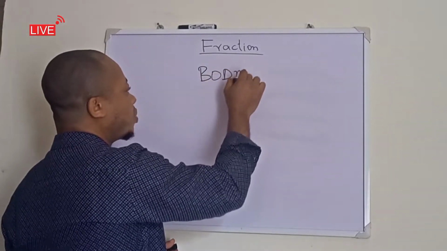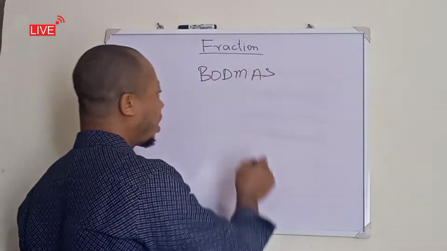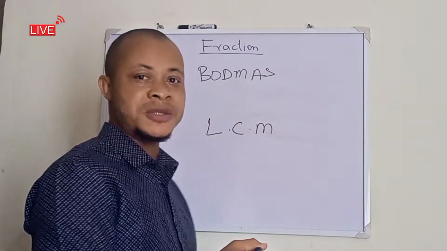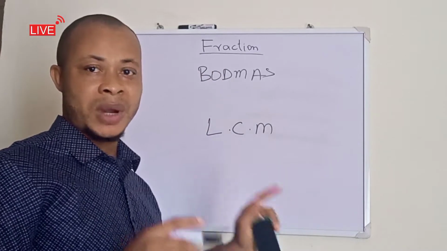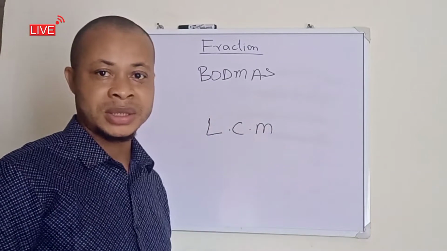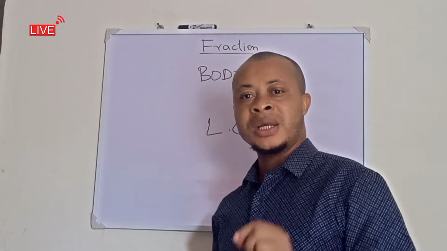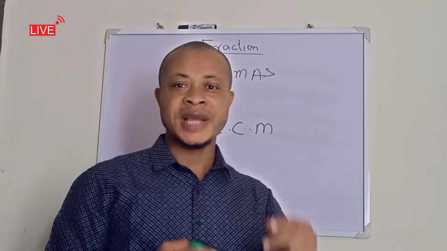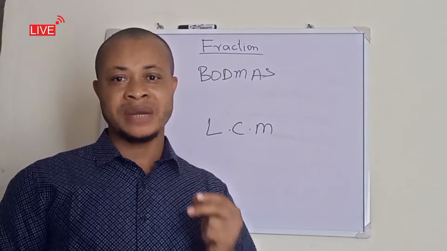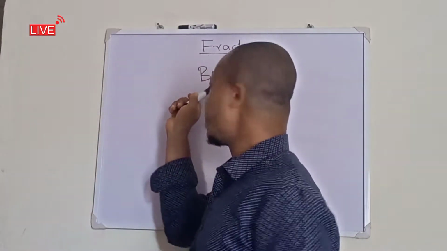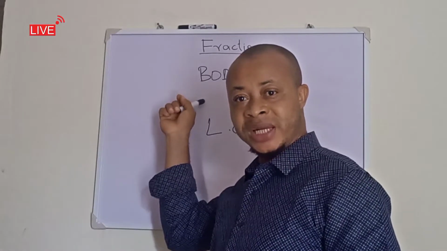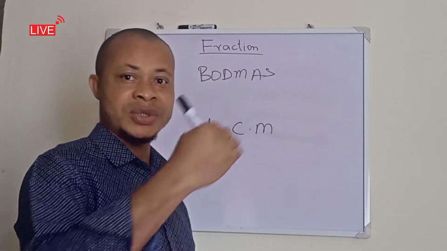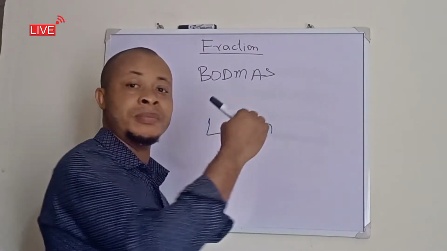We have what we call BODMAS, and we have what we call LCM. So I'm going to explain these two terms one after the other. Now, BODMAS is just a way of solving problems following certain steps. Mathematicians have come up with this word, and each of the letters represents a step, each step that you are going to take in solving problems.